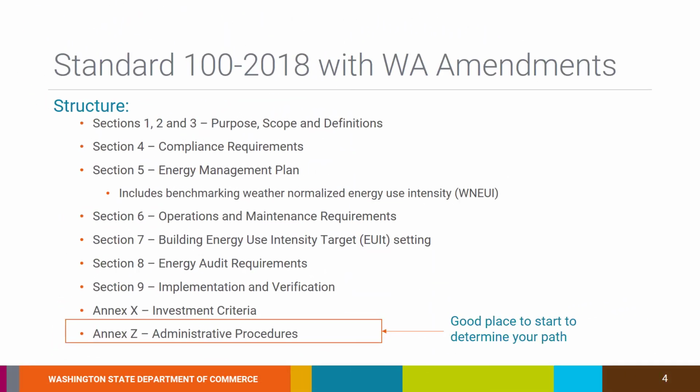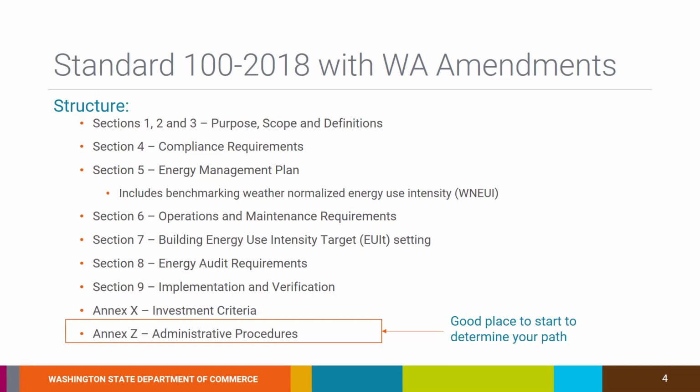The Clean Buildings Performance Standard is organized into sections as well as normative and informative annexes. Annexes are either normative or informative. Normative annexes are mandatory, and informative annexes are for reference and designed to assist in meeting mandatory requirements. This slide highlights the most prominent sections and annexes of the Clean Buildings Performance Standard.